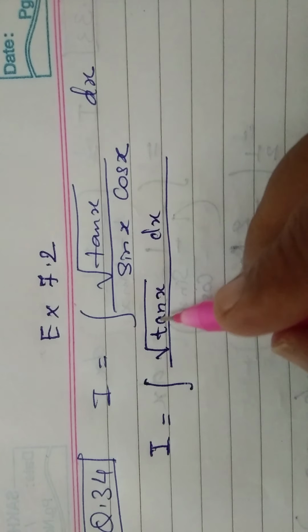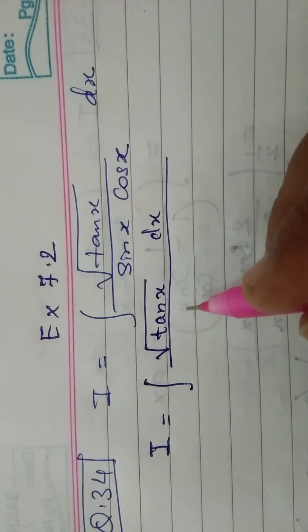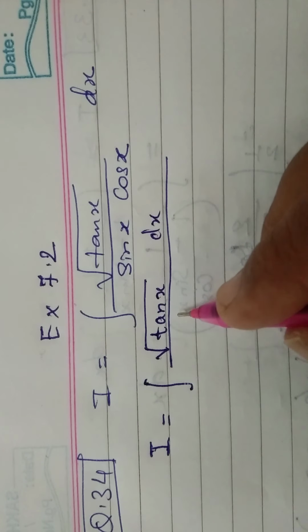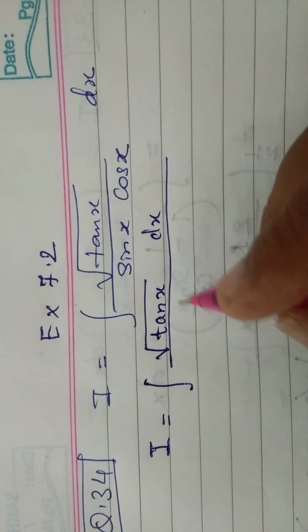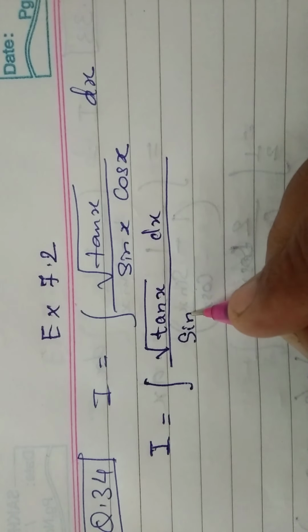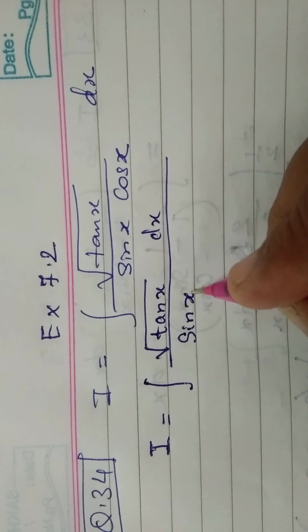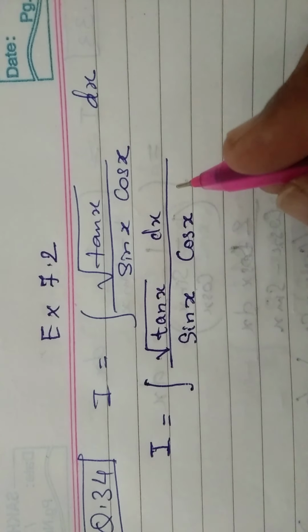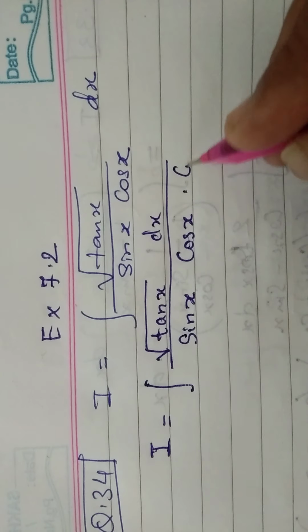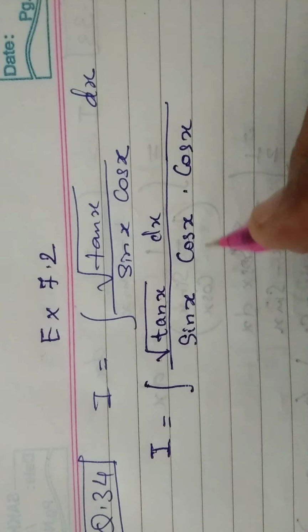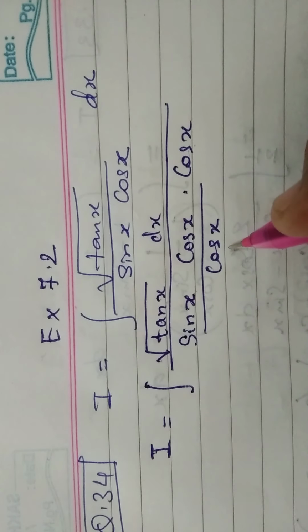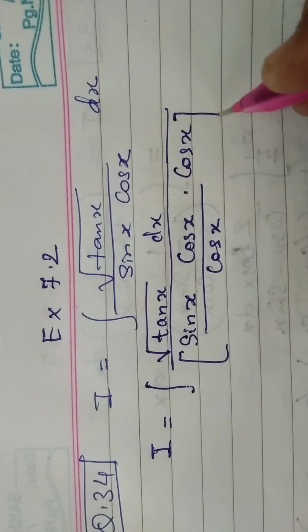Now here, I want to substitute tan x as t. But if tan x was supposed to be taken as t, my differentiation would lead me to sec square, which I don't have in my terms over here. So what I do is, in my denominator, I have sin x, then I have cos x. What I am going to do is multiply and divide by cos x in the denominator. So what did I do? I multiplied by cos x, I divided by cos x in my denominator.